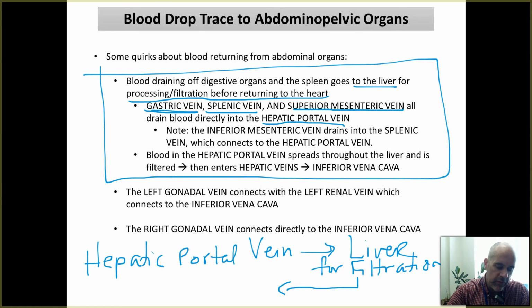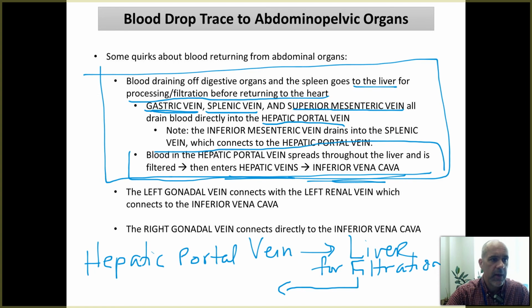Okay, and so here's that story right over here. Blood that's in the hepatic portal vein spreads throughout the liver. It goes through a system of smaller and smaller blood vessels, and eventually it winds up entering into sinusoid-type capillaries, if you guys remember learning about those on the capillary lecture over on the physiology side. And all those liver cells are going to process that blood. Then that blood gets sent into the hepatic veins. The hepatic veins send it into the inferior vena cava. And then it goes from there on back to the right atrium.